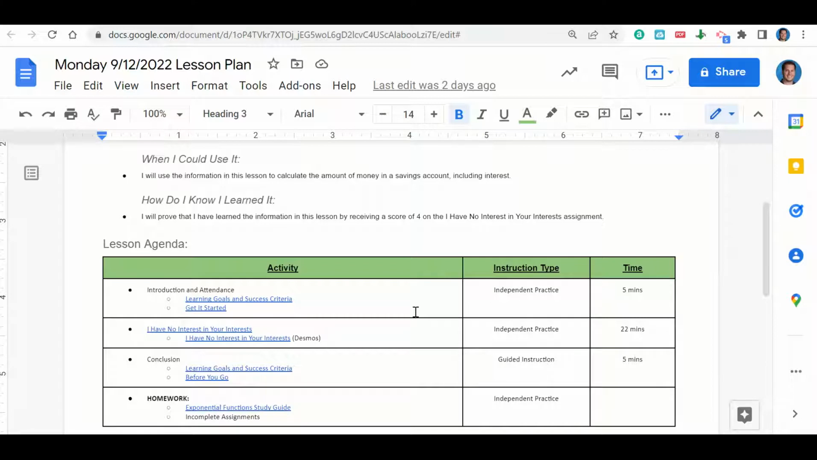Now let's take a look at our agenda for today. We'll begin by going over our learning goals and success criteria. While we do that, you'll fill out your Get It Started. After that, I'll give you time to complete the I have no interest in your interests assignment. At the end of class, we'll go back over our learning goals and success criteria, and while you fill out your before you go. Your only homework for tonight is to continue working on the exponential function study guide and any missing assignments that you may have.